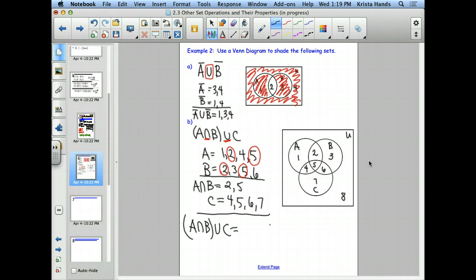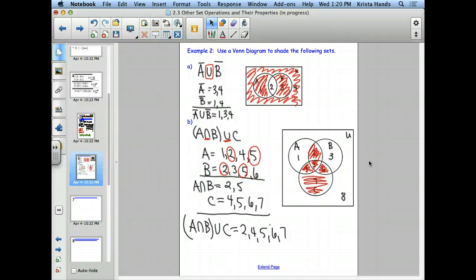What values am I going to list here? 2, 4, 5, 6, and 7. We don't need to list the 5 twice. That would just be redundant. That's silly. So we don't list it twice. But it was in both original sets. What do I still need to do? Shade. So I need to shade the graph that represents these 5 pieces. So I need to shade inside of circle 2, or region 2, region 4, region 5, region 6, and region 7. And that is the part of the graph that represents A intersect B union C.